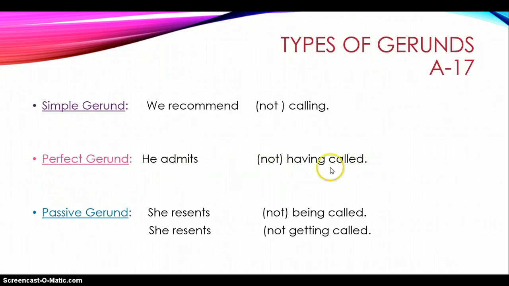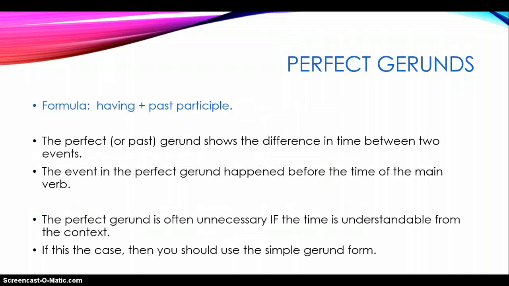You will start to notice the formula here for perfect and passive. Let's look at gerunds in the perfect form. And the formula is going to be having plus the past participle of the verb. Now, gerunds in the perfect form show the difference in time between two events. The event in the perfect gerund happened before the time of the main verb.